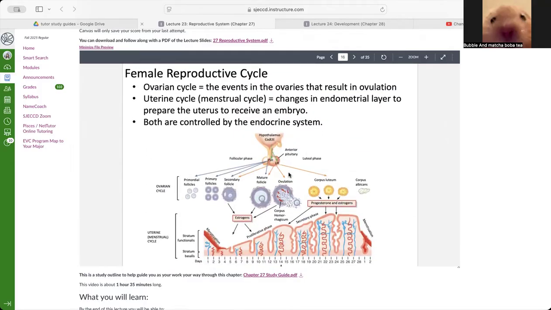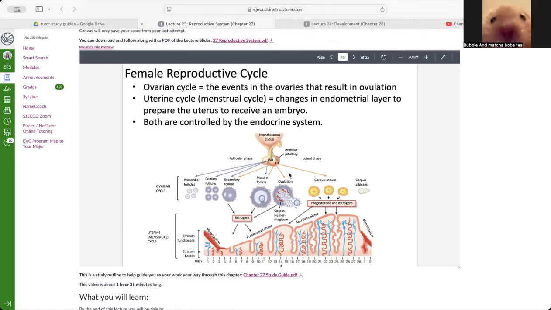So, events in the ovaries that result in ovulation. As the ovary goes through the ovarian cycle, it's mostly influenced by two hormones from the pituitary gland. The ovary will secrete estrogen and progesterone, which will influence the uterine cycle. As the ovaries start to develop one follicle to ovulate the egg, the uterus starts to build up the endometrial lining to the point where the egg is ovulated. In the next few days, the uterine lining will develop and vascularize in preparation for implantation of the egg.